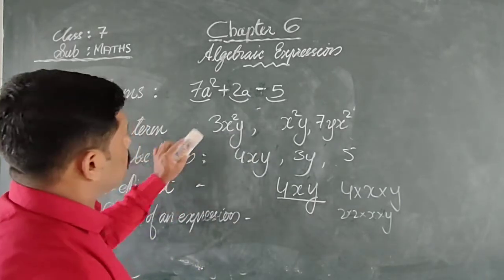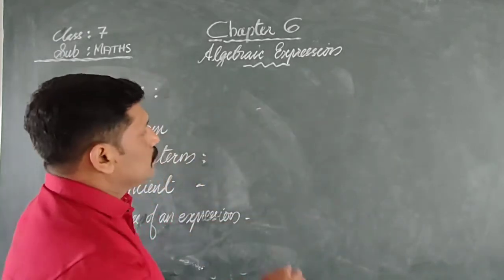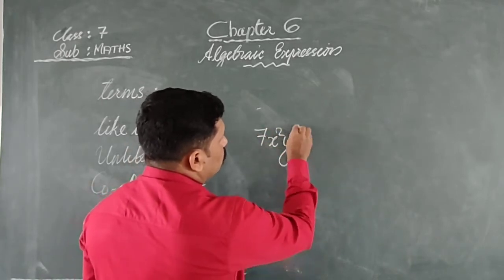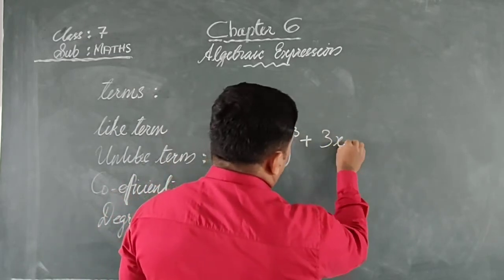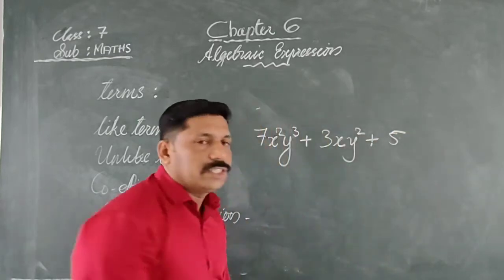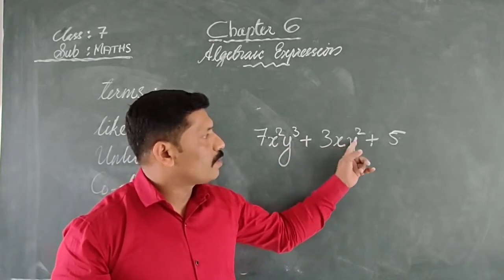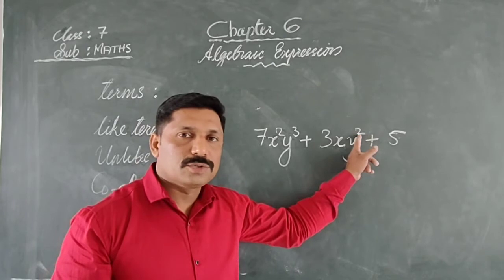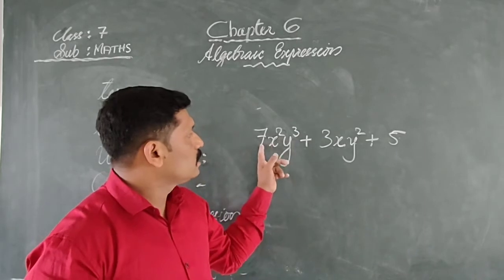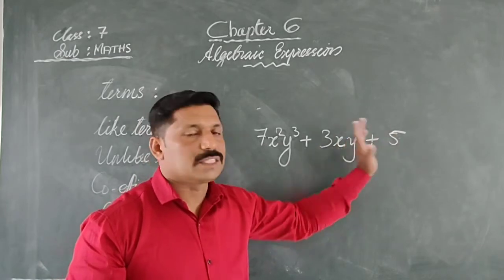Then next, degree of an expression. What do you mean by degree of an expression? If you take an expression 7x square y cube plus 3x y square plus 1. This is an algebraic expression. If the power is 2, we read it as square, and if the power is 3, we read it as cube. Or we can say 7x power 2 y power 3 plus 3x y power 2 plus 1.